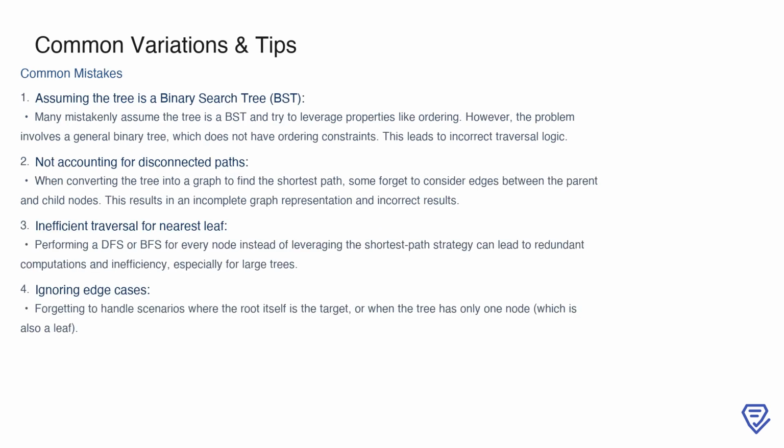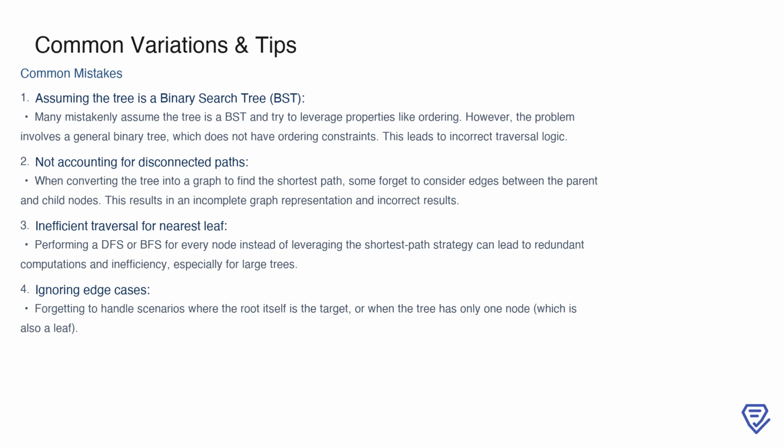When approaching this problem, there are a few common mistakes to watch out for. One major pitfall is assuming the tree is a binary search tree, or BST. Unlike BSTs, a general binary tree does not have any specific ordering of its nodes, so relying on properties like left or right subtrees being ordered can lead to incorrect traversal logic. Another mistake is not accounting for disconnected paths when converting the binary tree into a graph. Remember, you need to account for edges between parent and child nodes to ensure your graph representation is complete. Missing these connections will lead to faulty results.